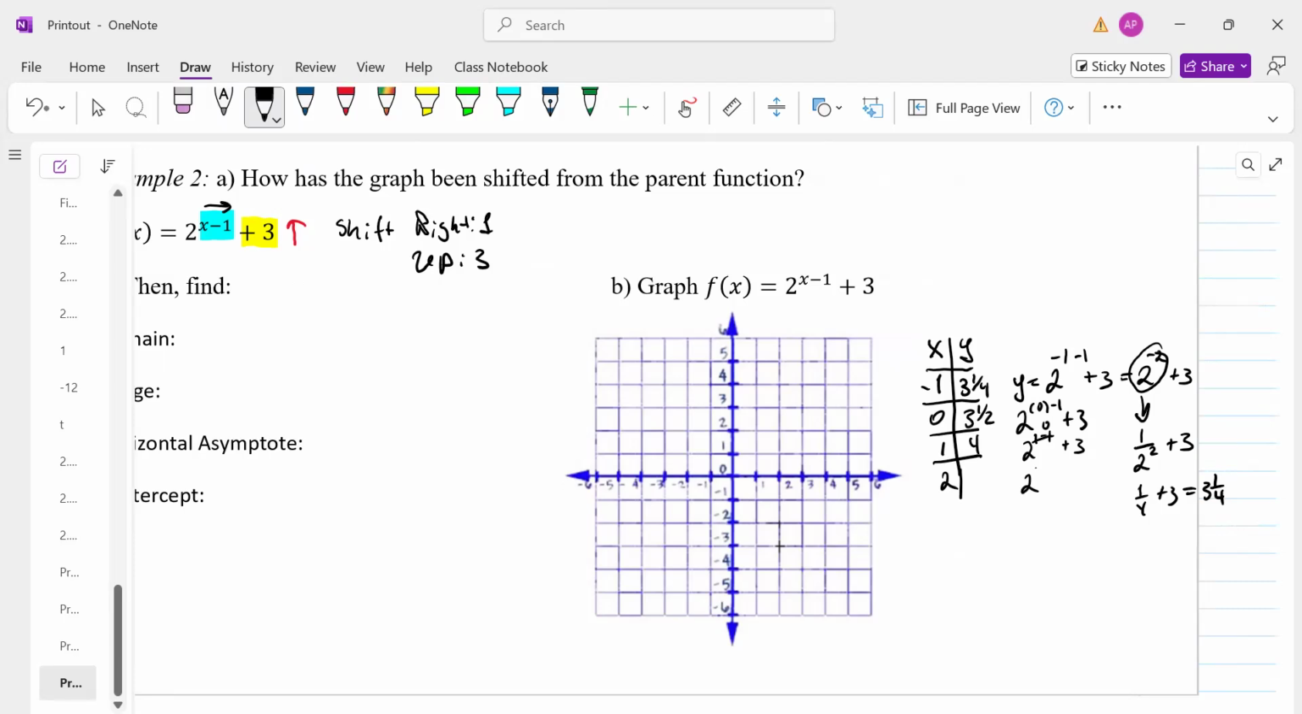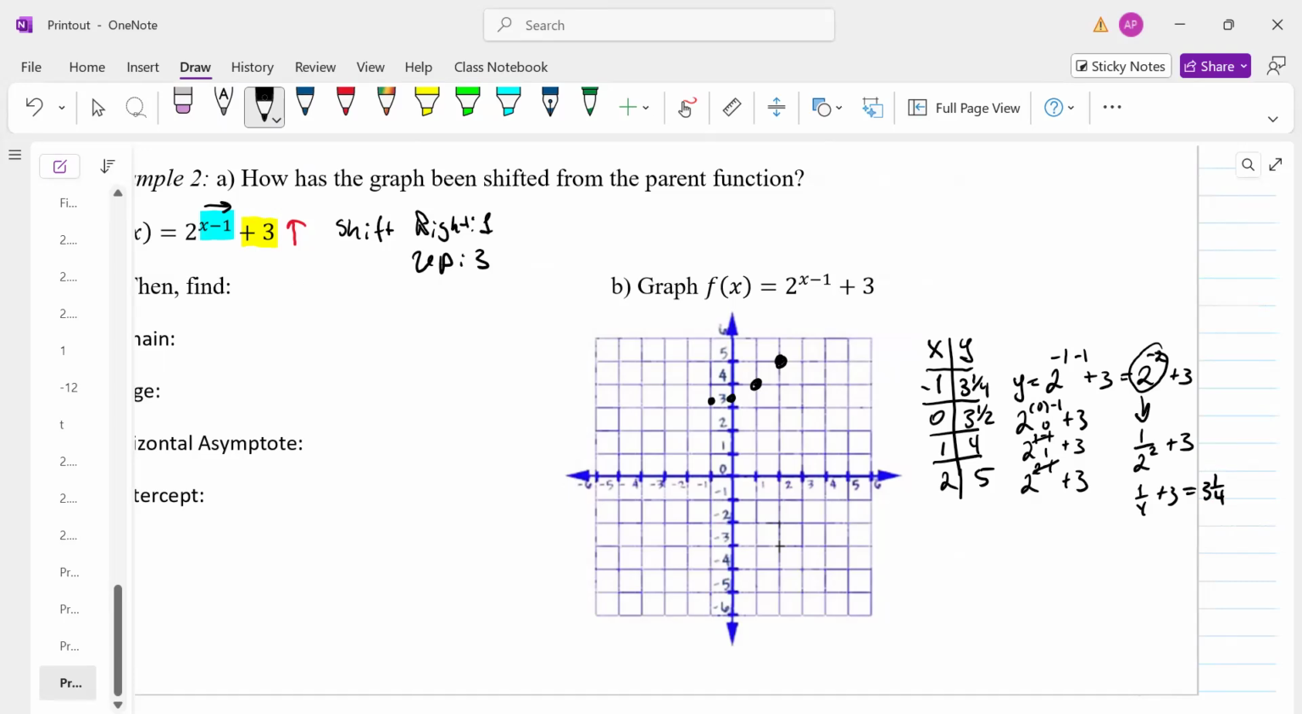And then 2 to the power 2 minus 1 plus 3. So this gives us 1. So 2 to the power 1 is 2 plus 3 is 5. So these are our points. So -1 and 3 1/4. 0 and 3 1/2. 3 1/4 would be a little bit lower. So 0, 3 1/4. 0 and 3 1/2, then 1 and 4, and 2 and 5. Okay, so we have these points.